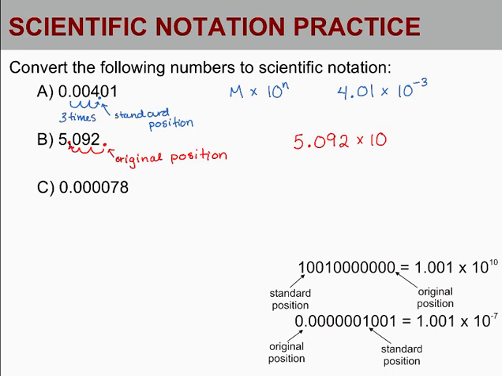So we had to move our decimal to the left 3 times. So that means that we do have a 3 in our exponent. And this is a larger number, so it would be a positive 3. So our final scientific notation is 5.092 times 10 to the third.